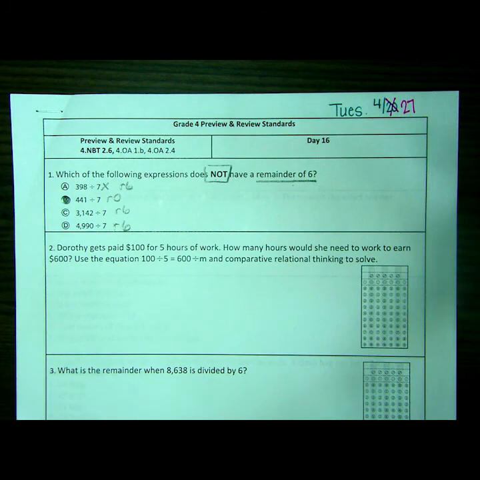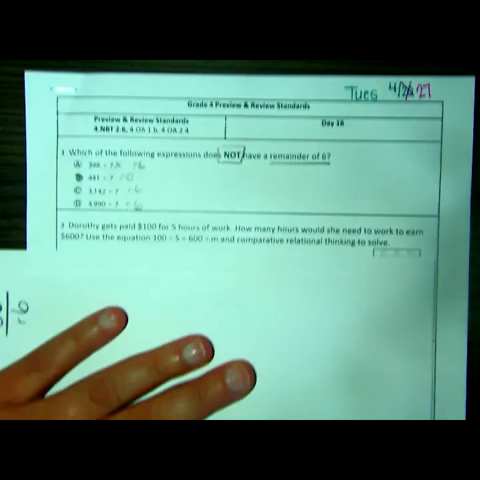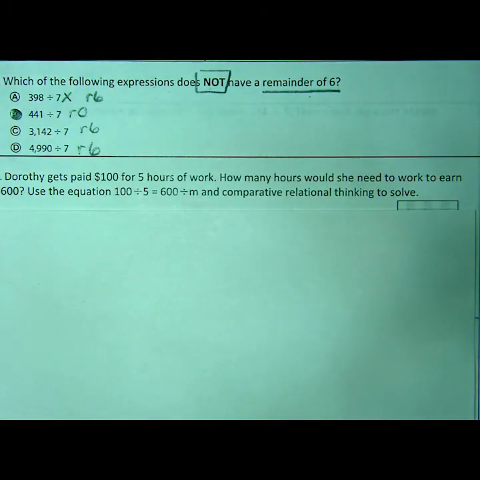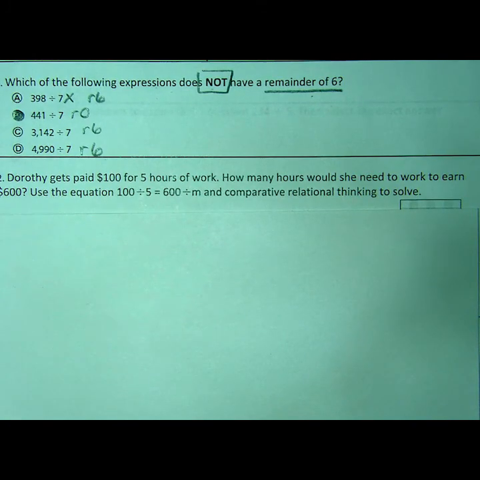Moving right along, let's look at this question number 2. When I read this question the first time, I was a little confused. Maybe you had to read this a couple times as well.